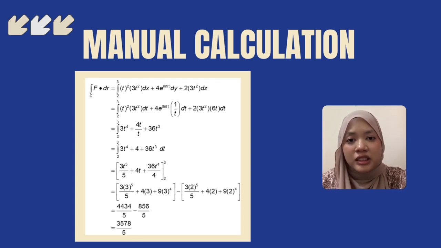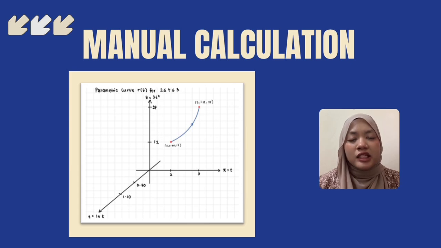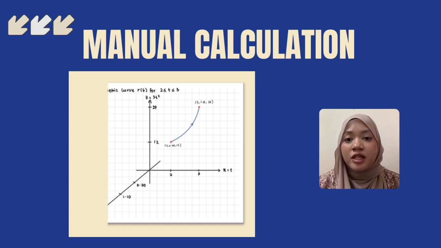The vector field becomes F(r(t)) equals t squared i plus 4e to the power of ln t j plus 6t squared k. Since e to the power of ln t equals t, the expression simplifies further. Next, calculate the dot product F(r(t)) dot r prime(t), which gives 3t to the power of 4 plus 36t to the power of 3 plus 4. Then, integrate from t equals 2 to t equals 3. After evaluating the definite line integral, the final answer is 3578 over 5. This graph shows the parametric curve represented by r(t). The curve starts at t equals 2 and ends at t equals 3. It helps us visualize the path along which the line integral is evaluated.